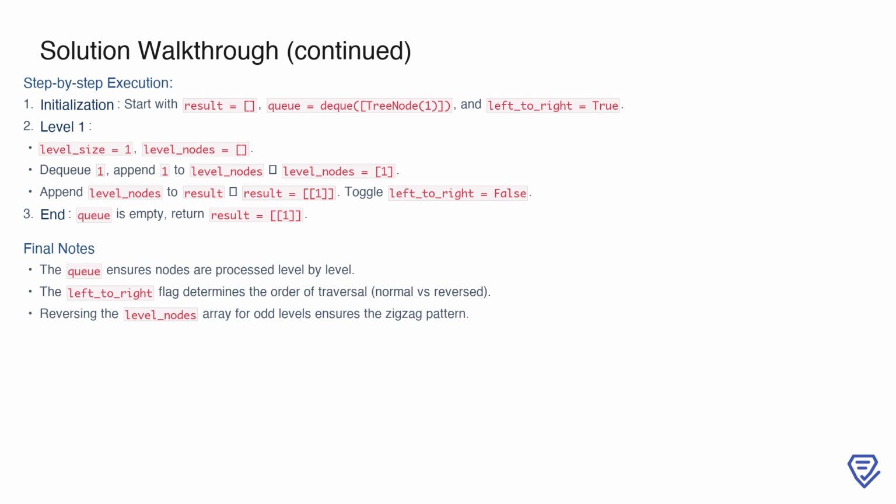To summarize, the queue ensures that nodes are processed level by level, while the left_to_right flag determines whether nodes are appended in normal order or reversed. By reversing level_nodes for odd levels, we achieve the desired zigzag pattern in the output.